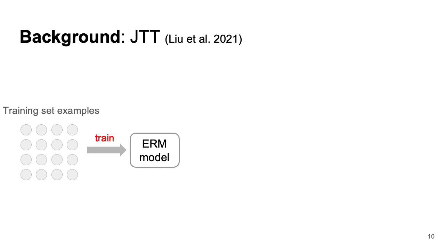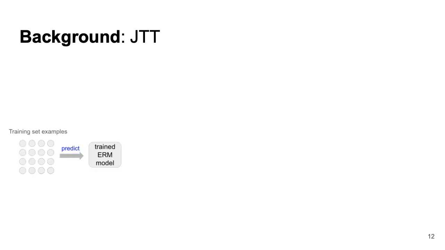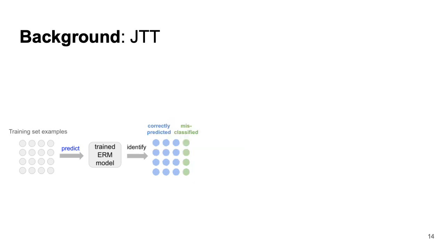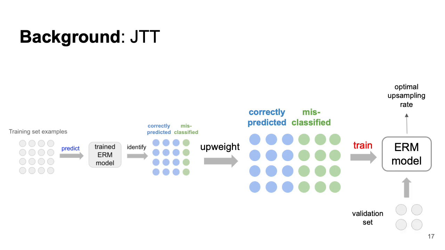In JTT, the ERM model is first trained on the training set. Then we classify the training set with the trained ERM model. In doing this, we obtain training set examples that are correctly classified and examples that are incorrectly classified. We call the incorrectly classified training set examples the error set. In the next step, we upweight the error set from the training set, and an ERM model is trained a second time with the training set containing the upweighted error set. The weight for upsampling the error set is a hyperparameter that is tuned on the validation set.